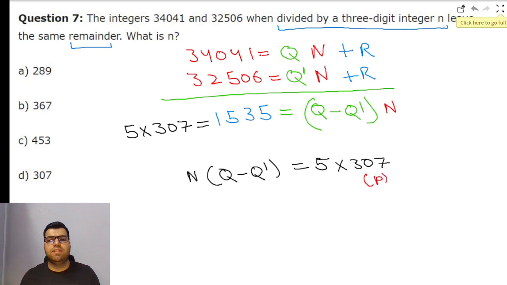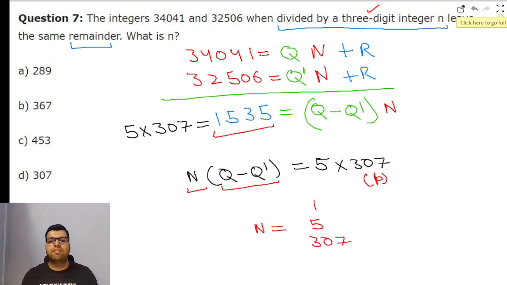So we know q minus q dash is some integer, and n is some natural number. So n into q minus q dash, I can simply say n is a factor of 1535. But since n is a 3-digit integer, if the 3-digit condition was not given, I would have got 4 values for n, because 1535 has 4 factors. Either n was 1, 5, 307 or 1535. 4 possible values of n, because 1535 is 5 into 307. But since n is a 3-digit number, I will only go with 307. So the answer is n equals 307.